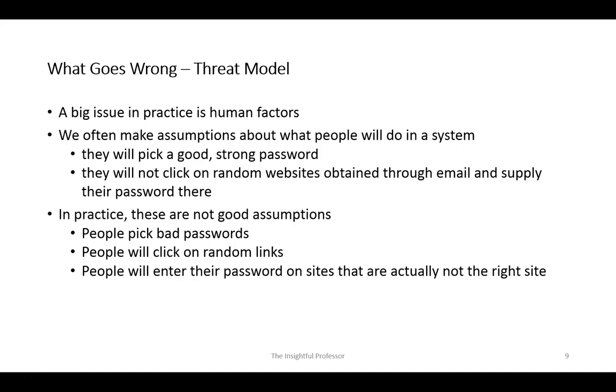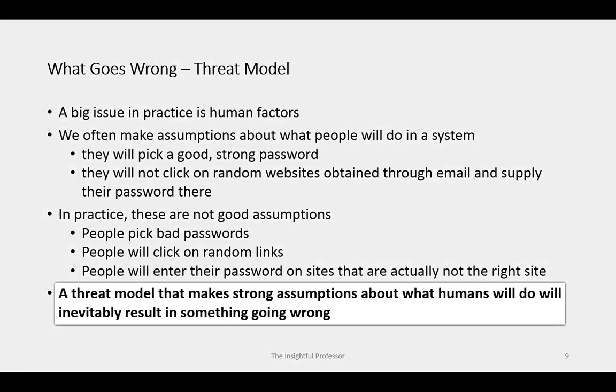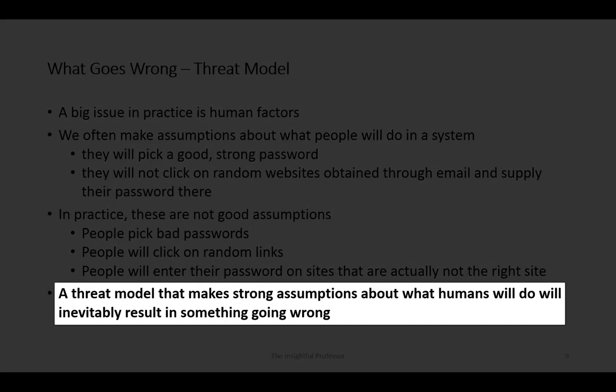People often pick bad passwords. They pick weak passwords. People will click on random links. People will enter their password on sites that are actually not the right site. They don't always pay attention. Sometimes it's very obvious if they look carefully, but many times it's not so obvious that they've entered an incorrect site. So a threat model that makes assumptions about what humans will do will inevitably result in something going wrong.